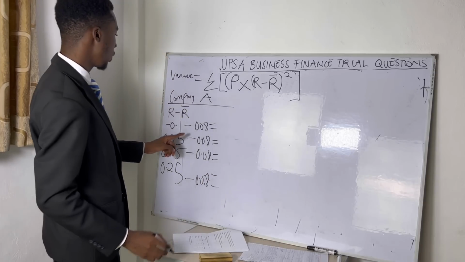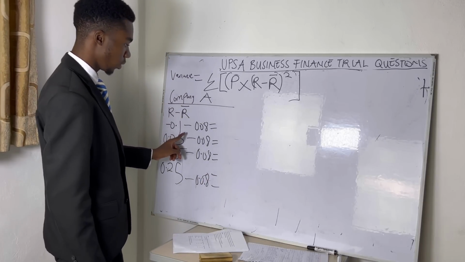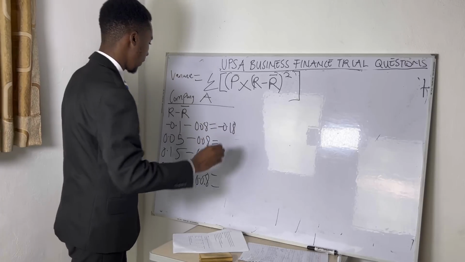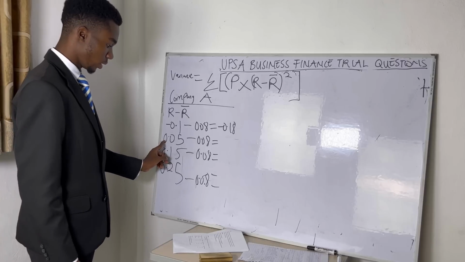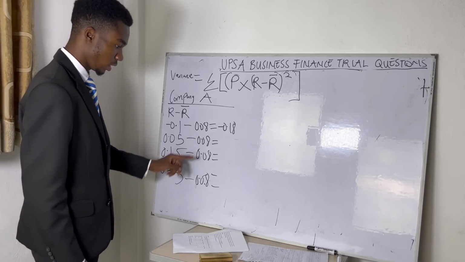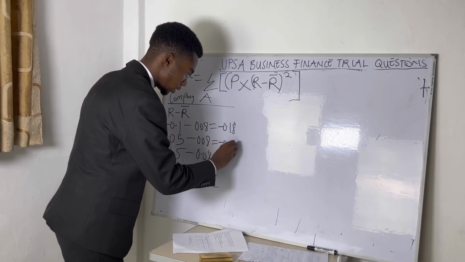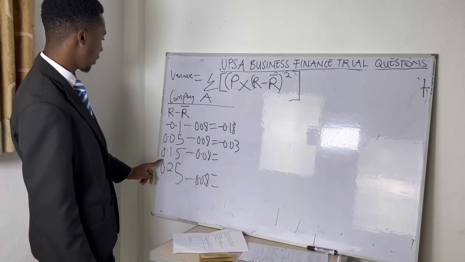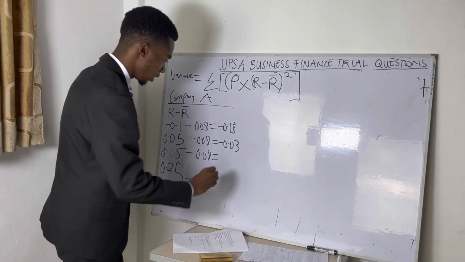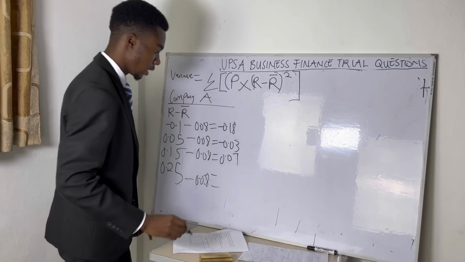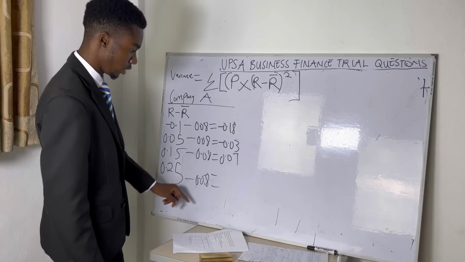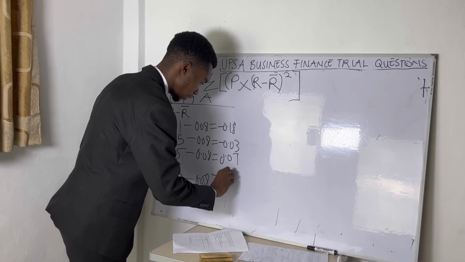For the first one, when you punch on the calculator negative 0.1 minus 0.08, you get negative 0.18. Then for the next one, which is the slow growth, 0.05 minus 0.08, you should get negative 0.03. Then for the third one, 0.15 minus 0.08, you should get 0.07. Then for the fourth one, 0.25 minus 0.08, you should be getting 0.17.